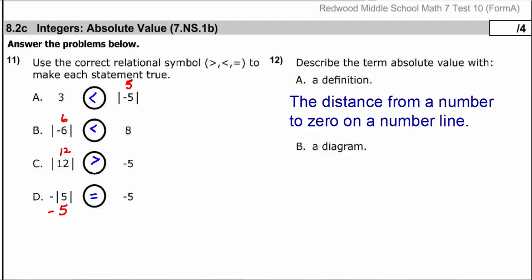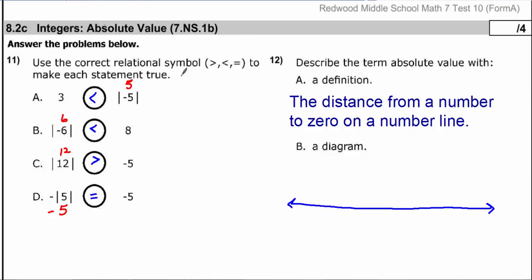Distance has to be from something to something. So you can't just say the distance to 0. It has to be something like the distance between a number to 0, or between a number and 0. As far as a diagram goes, the easiest diagram to think of is the number line diagram.